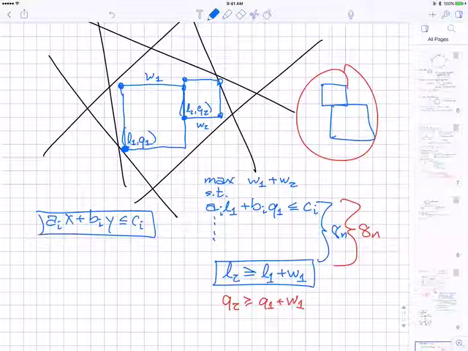So I have a linear objective function. It's the sum of these 2 variables. For each constraint I have in my input, I have 8 constraints in my output LP, 1 for each corner of these 2 squares. And then in one case, I add a linear constraint that says square 2 is to the right of square 1. And in the other one, I add a constraint that says square 2 is above square 1. And one of these two will give me the actual optimal solution.